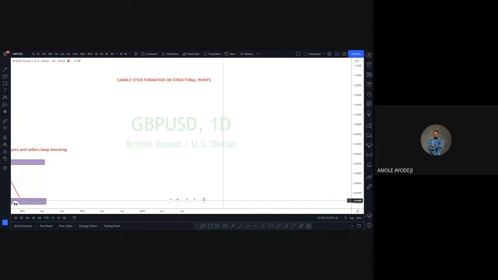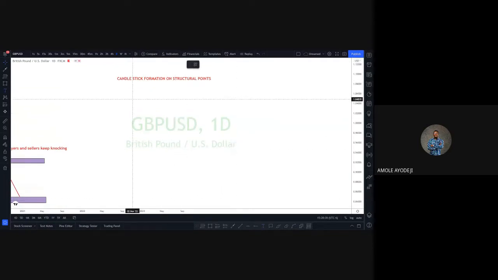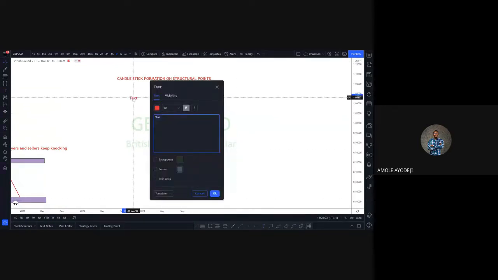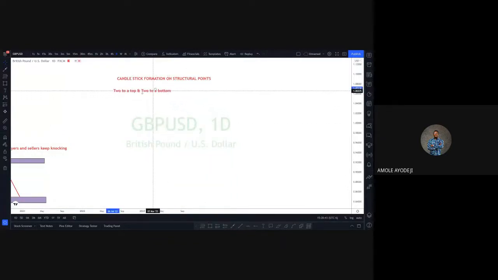Tweezer top and tweezer bottom. What do I mean by this? The first is the tweezer top. Now, how does this guy look like? Very, very simple. Let me draw my candlestick.